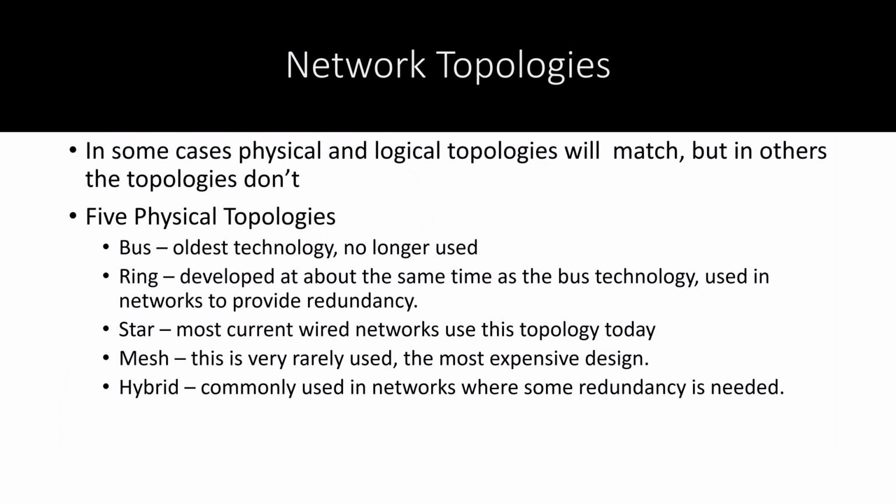In this chapter, we're going to discuss 5 physical topologies: the bus, the ring, the star, the mesh, and hybrid. Bus and ring being the oldest technologies, really not used anymore. The star is probably the most commonly used topology today. The hybrid is another commonly used topology, and our mesh, which is very rarely used except for very specific use cases.